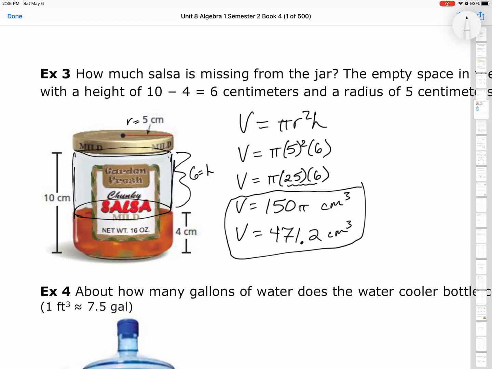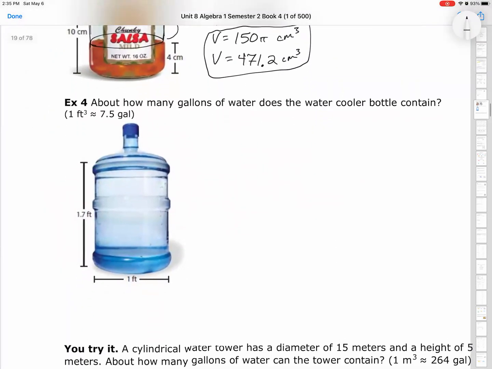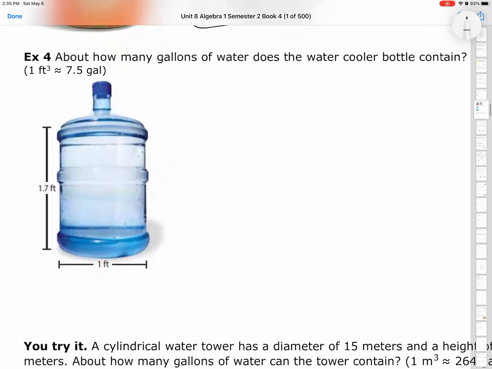Looking at example 4, we have: how many gallons of water does the water cooler bottle contain? Well, we know that the full diameter is 1 foot, so our radius has to be half of that. So we're talking about 1/2 as our radius. And our height is given, so what we can go ahead and do is plug those items in. Again, V equals pi r squared times the height. Go ahead and try and pause the video and see if you can come up with this.